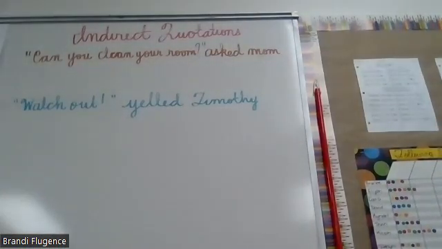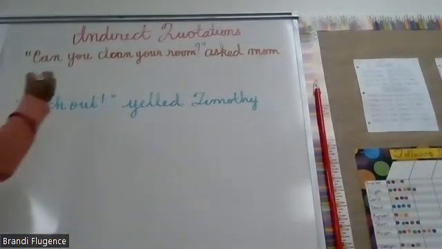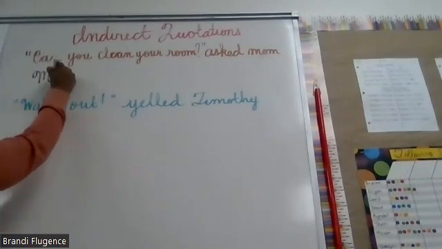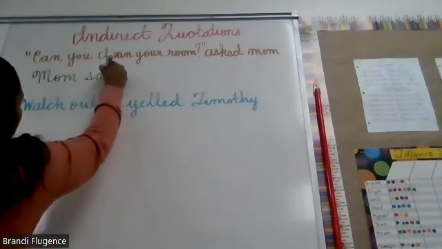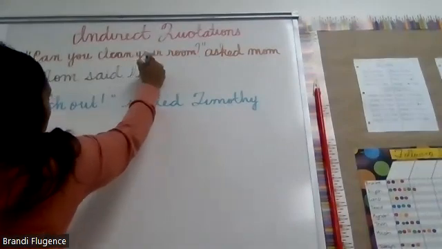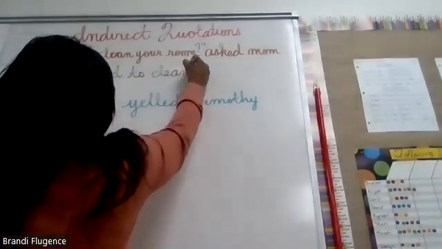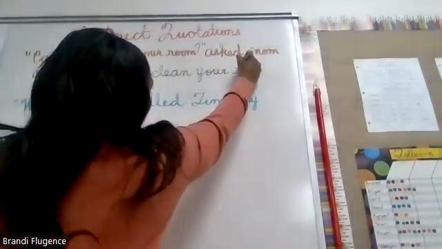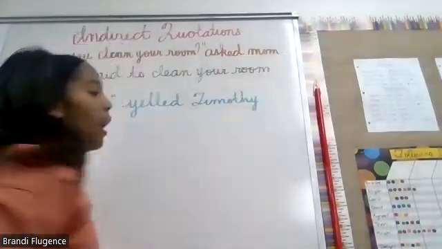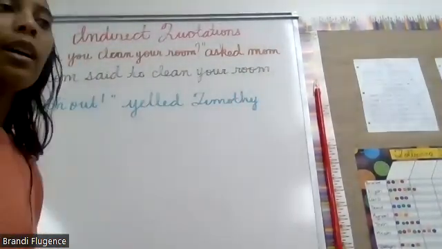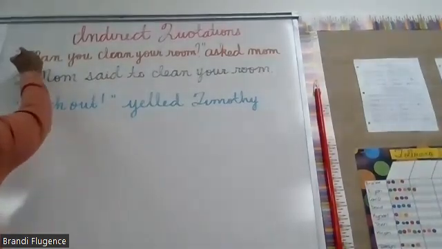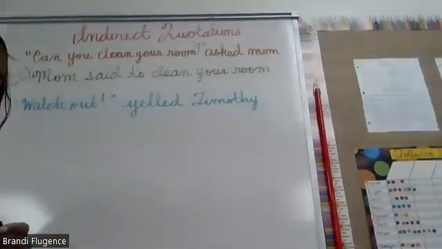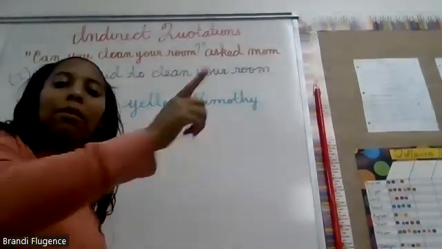I wrote it at the top. I think I remember. So this will be the indirect. Mom said to clean your room. No one is speaking in this sentence. I am repeating what was said. So therefore, this is called an indirect quotation because I am repeating what Mom said.